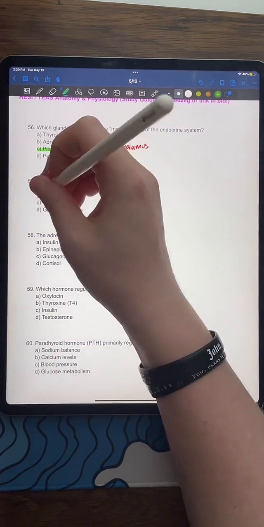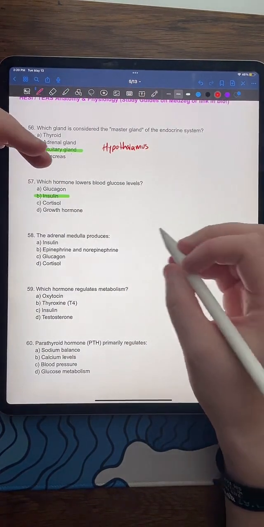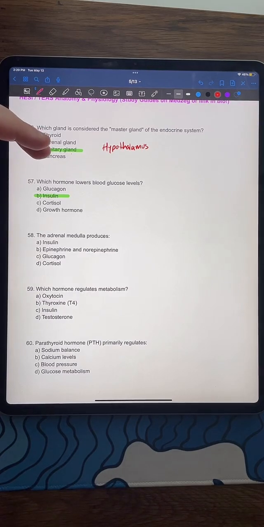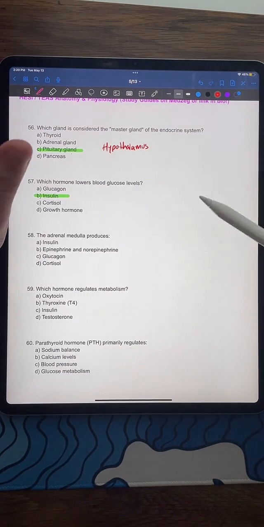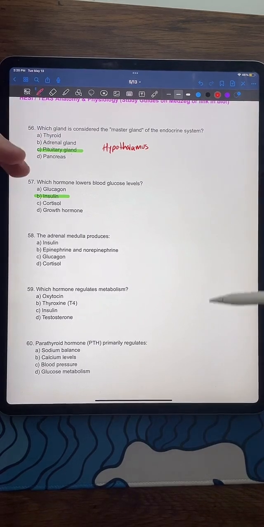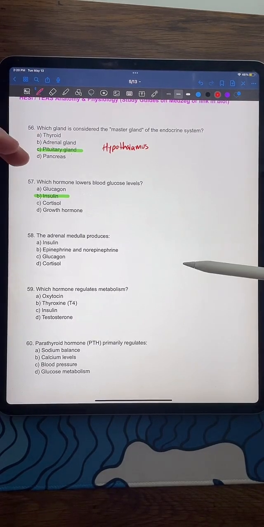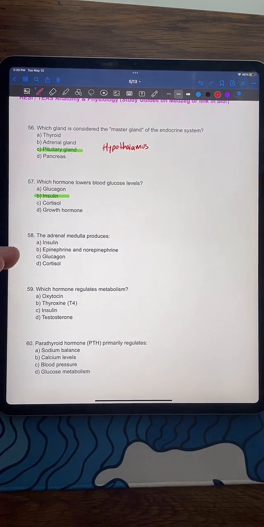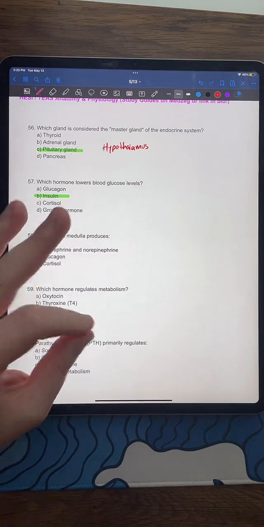The answer is B, insulin. So insulin lowers blood glucose levels. Glucagon raises blood glucose levels. So insulin gets secreted by pancreas beta cells. And then specifically, insulin is going to allow cells to absorb glucose from the blood, lowering it. Glucagon is going to raise blood glucose by promoting glycogen breakdown in the liver, specifically. Cortisol will increase blood glucose by stimulating gluconeogenesis during periods of stress. Growth hormone is incorrect. It has a very mild glucose-raising effect.